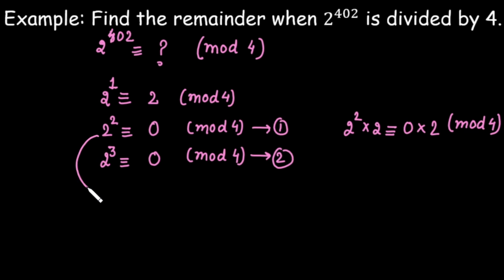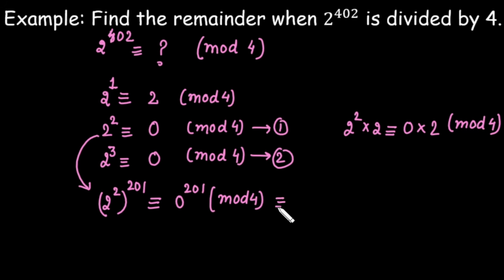Or we can increase the power of this one. This is 2 raised to power 201. That is always congruent to 0 raised to power 201. As it is a finite number, this is congruent to 0 mod 4. Or we can say that when this number is divided by 4, remainder is always 0.